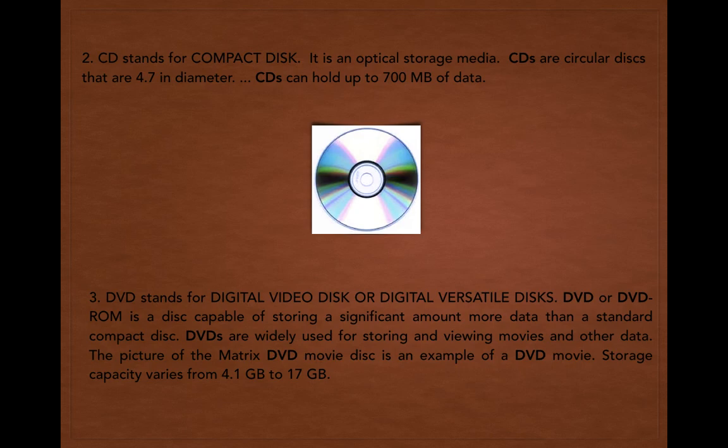Till now we have learned three storage devices or external devices. First one was the hard disk. It can store from 2 terabyte to 5 terabyte. It is made up of multiple disks and it is the main storage medium. Then we have seen CD, compact disc. Its storage capacity is 700 MB and its size is 4.7 inches in diameter. Then we have seen DVD, digital video disc or digital versatile disc, and it can store from 4.1 GB to 17 GB, but the size is the same, 4.7 inches in diameter.